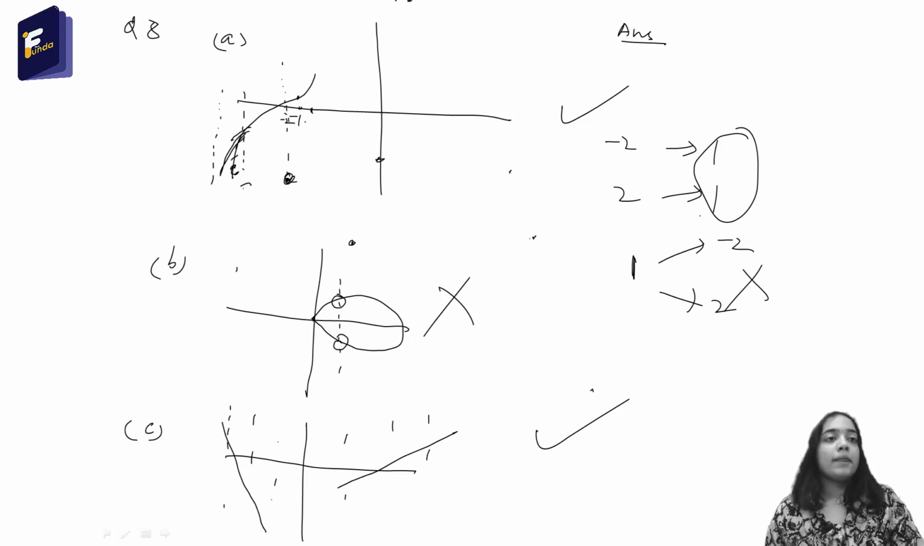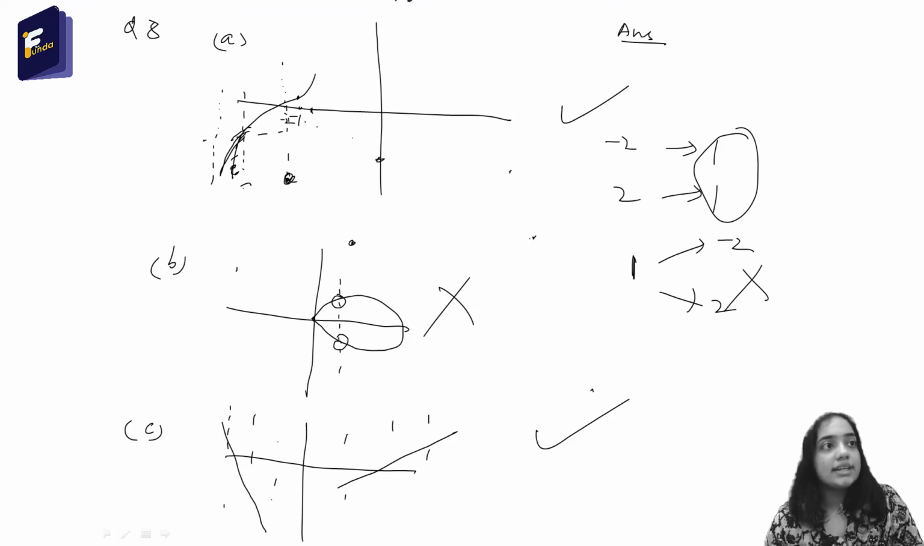So we have to check whether this case is arising, that for two inputs it is giving the same output. How will we check that? We have to draw a horizontal line.